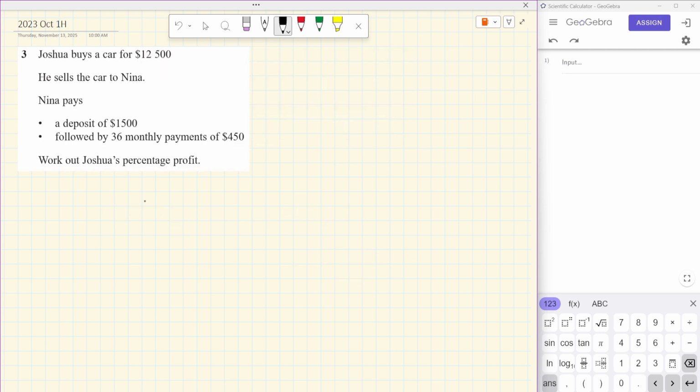Joshua buys a car for $12,500. He sells the car to Nina. Nina pays a deposit of $1,500 followed by 36 monthly payments of $450. Work out Joshua's percentage profit. Percentage profit equals profit over initial amount into 100. So we are given the price of the car, that is 12,500.